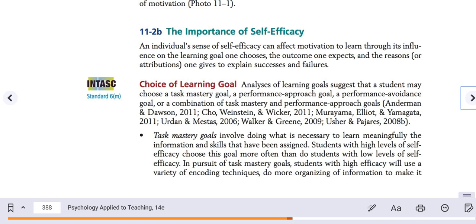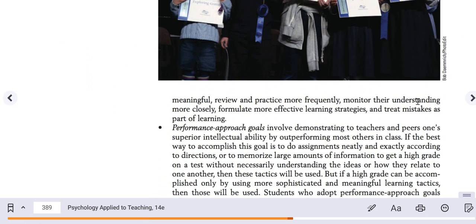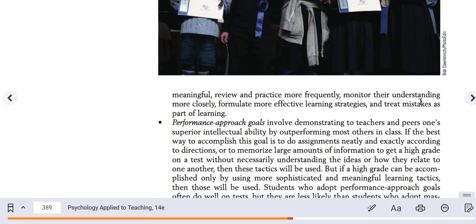Task mastery goals involve doing what is necessary to learn meaningfully the information and skills that have been assigned. Students with high levels of self-efficacy choose this goal more often than do students with low levels of self-efficacy. In pursuit of task mastery goals, students with high efficacy will use a variety of encoding techniques, do more organizing of information to make it meaningful, review and practice more frequently, monitor their understanding more closely, formulate more effective learning strategies, and treat mistakes as part of learning.